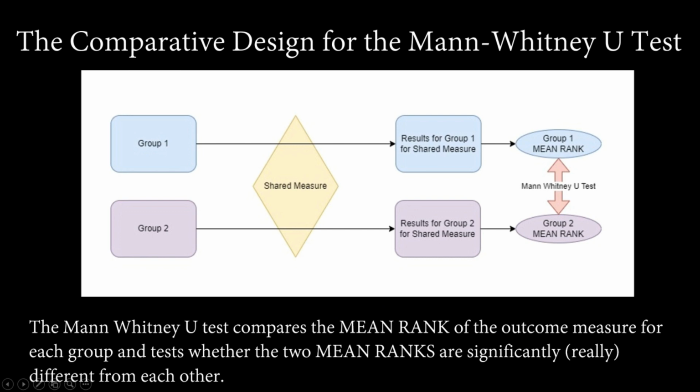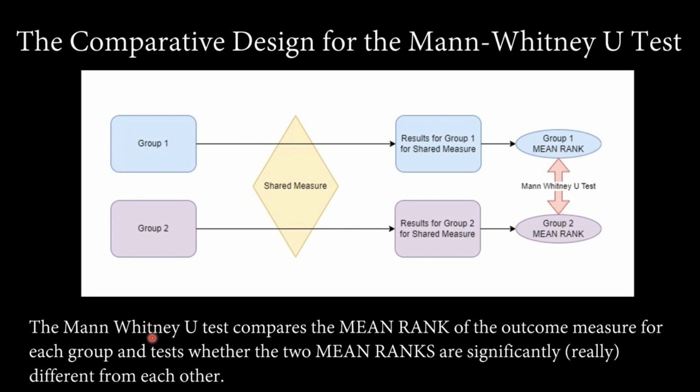Okay, let's take a look at a schematic description of this. You recognize this design because it's exactly the same as the independent t-test. We have two groups, we have one shared measure, and then we have results for group 1 and group 2, and we're going to compare them. The difference is that the Mann Whitney U test compares mean rank of group 1 compared to mean rank of group 2. So it's a rank order that is being compared between these two.